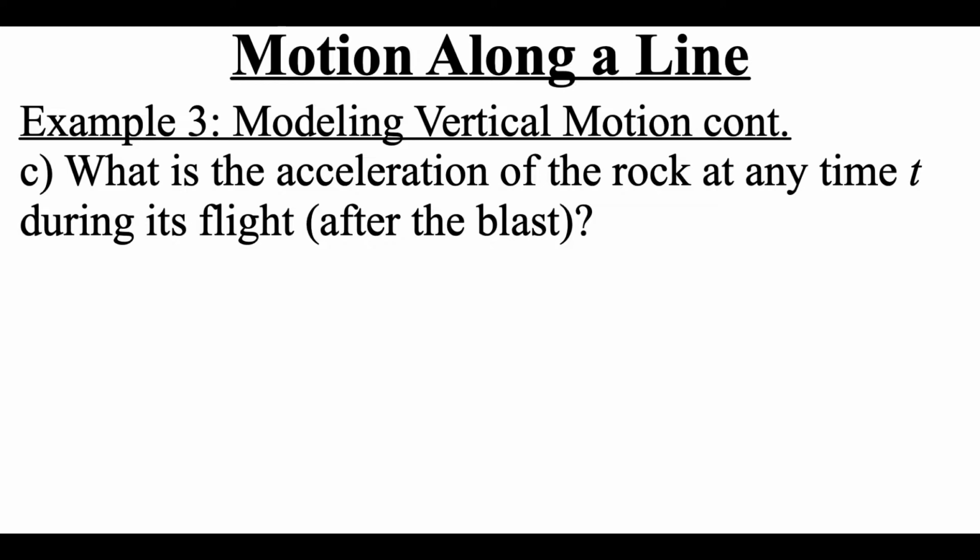Next thing we're looking at is what is the acceleration of the rock at any time t during its flight after the blast. So remember, we had that position function s. That was the original thing that we were given, which was 160t minus 16t squared. And then, in order to find our velocity function, we took s and we differentiated it. So we got 160 minus 32t.